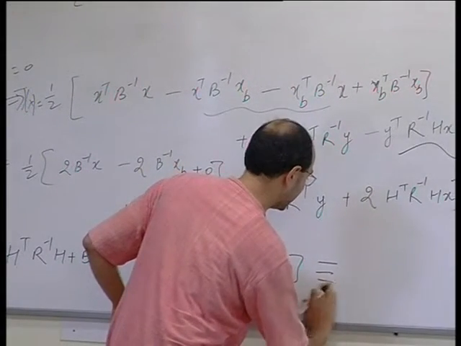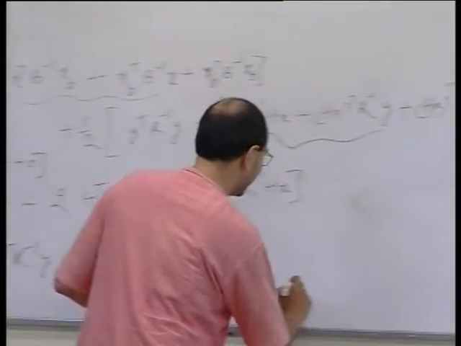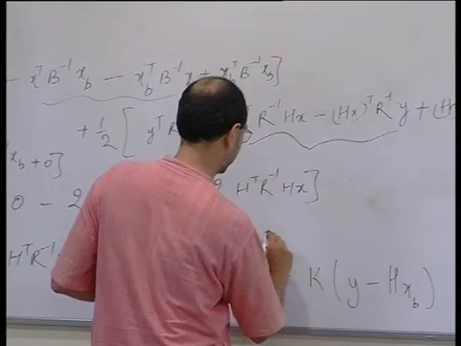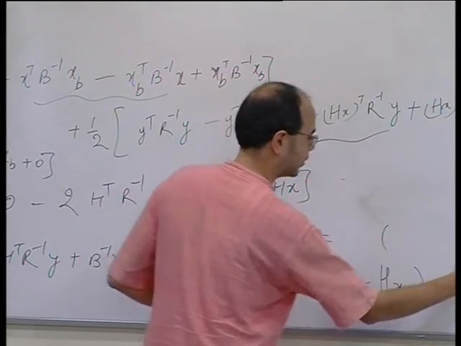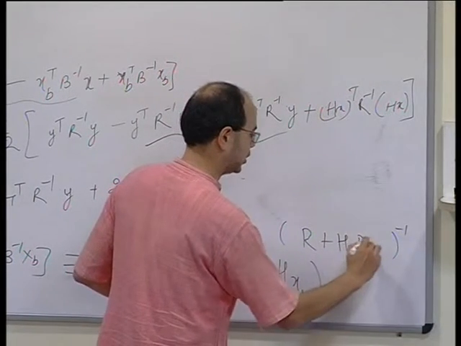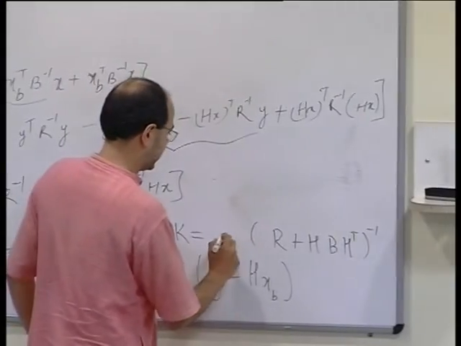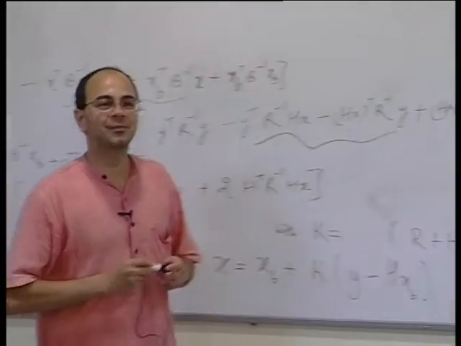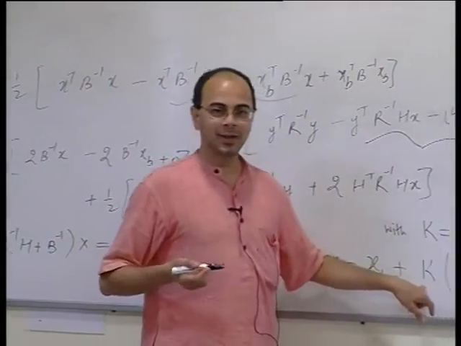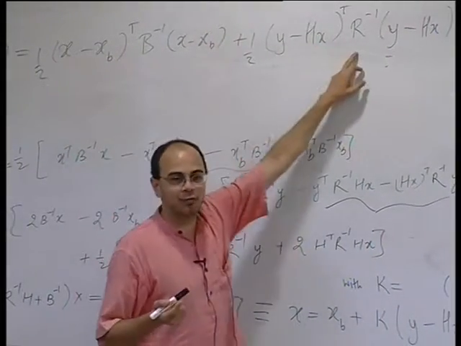This is equivalent to writing x as xb plus something else. The something else happens to be K times (y minus Hx), with K equal to B H transpose times (R plus H B H transpose) inverse. And this is the formula known as the Kalman gain formula, or this is the Kalman gain, and this is the update formula based on a given background and given observations. You want to combine both of them together with different weightage factors, right?